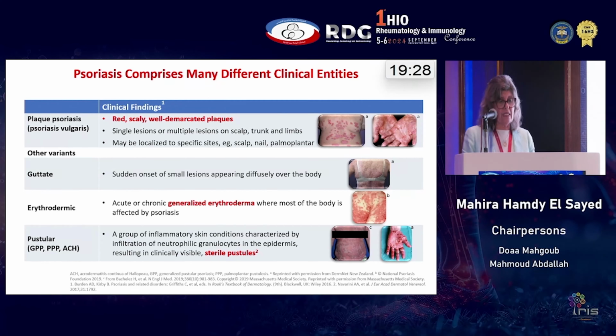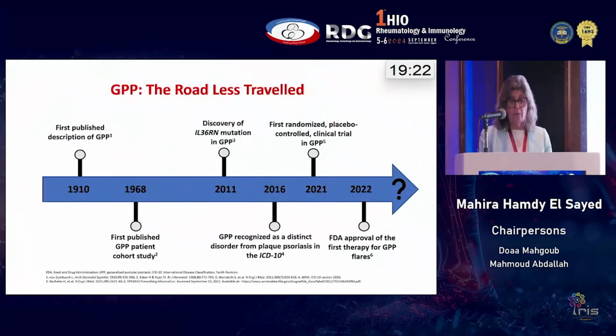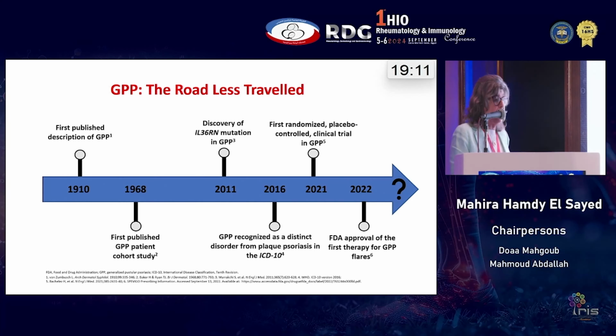we talk about psoriasis vulgaris. We know the variants, we know the types, we know guttate, we know erythrodermic, but actually pustular psoriasis, or GPP, or generalized pustular psoriasis, was the road less traveled. The first published case in generalized pustular psoriasis was in 1910. It was published by von Zumbusch, and then 1968, the cohort study in the British Journal of Dermatology.